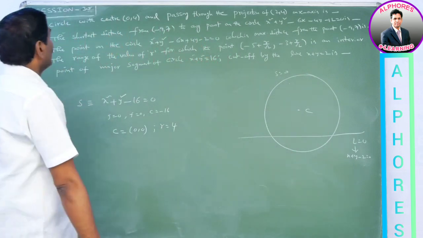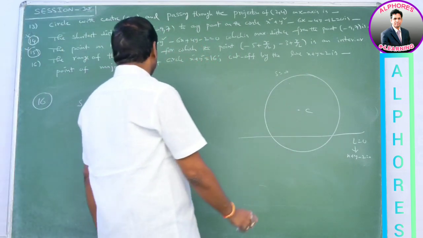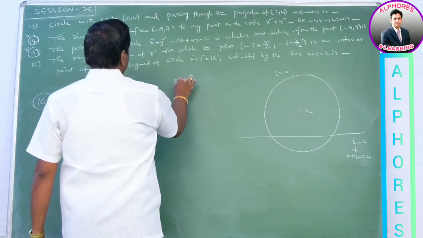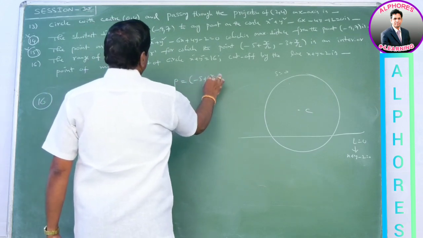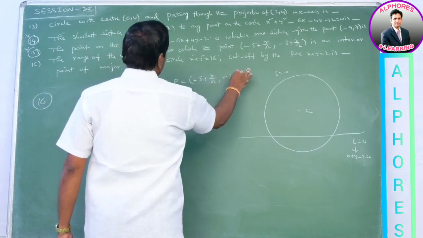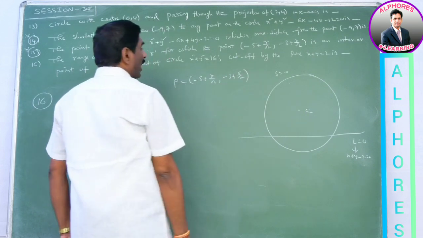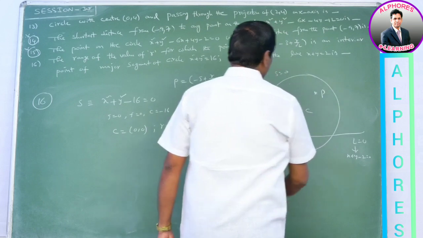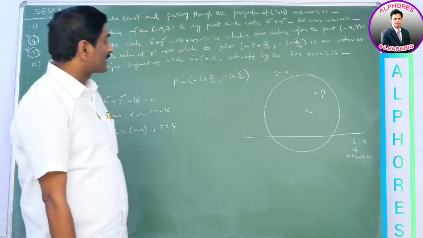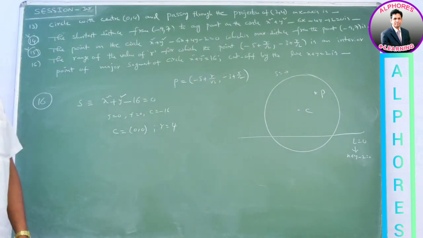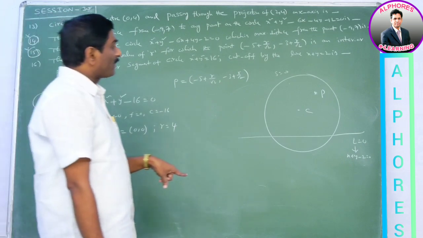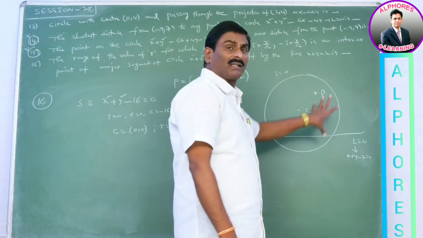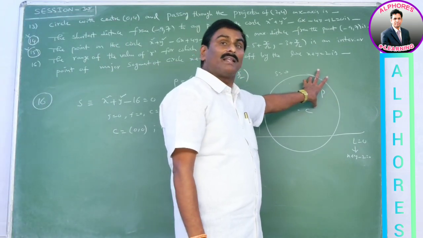Here the given point, say the given point P, is (-5 + r/√2, -3 + r/√2). This point lies in the major segment. What is the range of P? In this case, please observe this point. This point P must lie inside of the circle. That means S11 < 0.